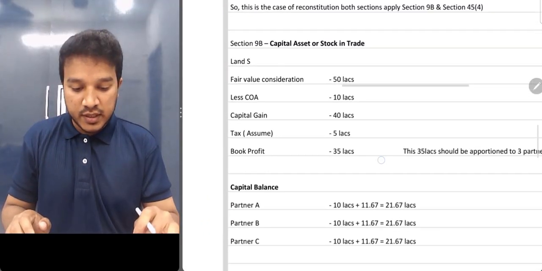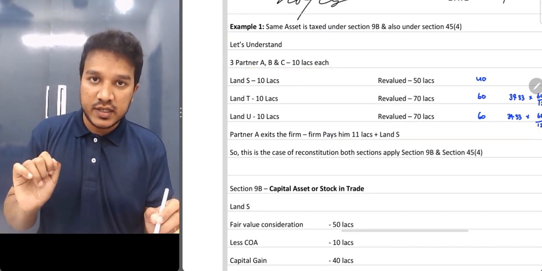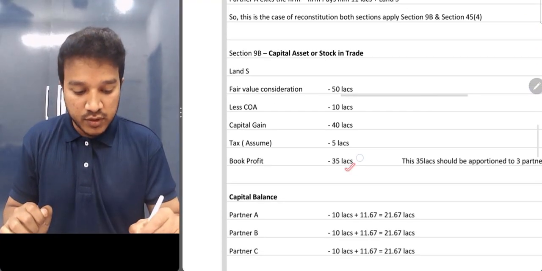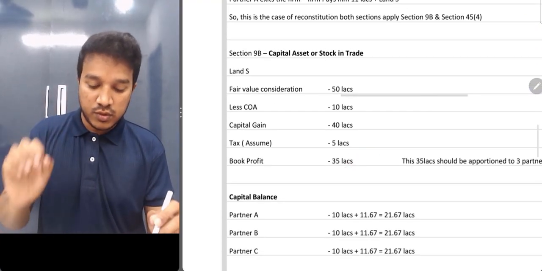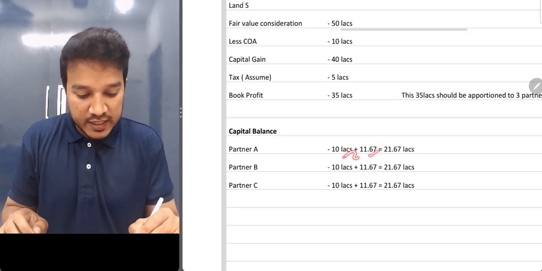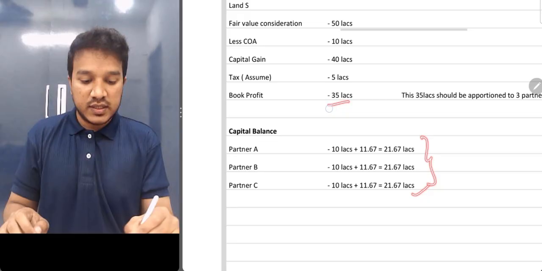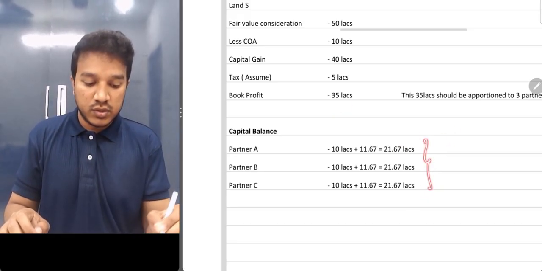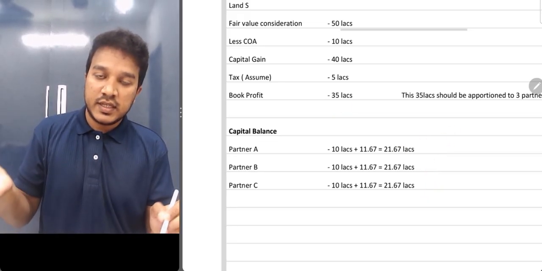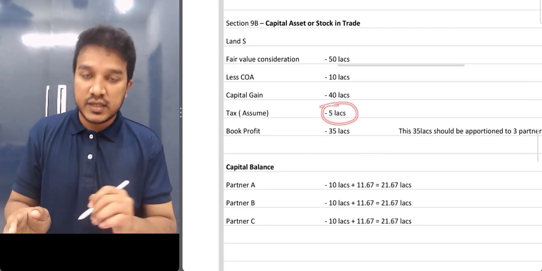In the partners' capital accounts, you see 3 partners A, B, C, each one is having 10 lakhs as capital initially. Now because there is a profit of 35 lakhs apportioned to the 3 partners, it is credited to their capital accounts. So that 35 lakhs share plus their capital of 10 lakhs makes the capital balance 21 lakhs. Understood? So this 35 lakhs is credited to the 3 partners' capital accounts. This is your section 9B. You have calculated tax under section 9B.